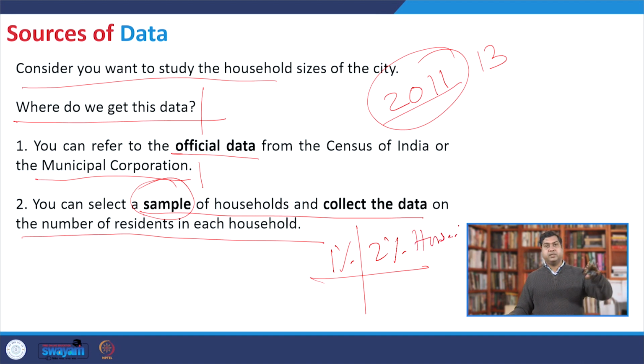Household means the census house, and in each household you will have a number of persons. That is the household size. Household size in India, you can get an average of about 4, or in some cities where it is very dense, you may get as high as 5, or somewhere as low as 2.5, etc.